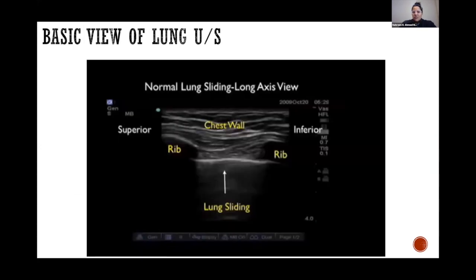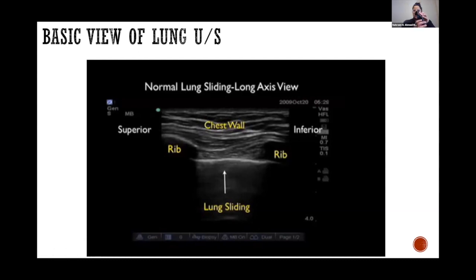So the basic view of what you get when you're looking at an intercostal space, and this is using the high-frequency probe, as you can see here, high frequency, under the vascular mode, and what you're seeing here is chest wall. So remember again, we're in longitudinal axis.